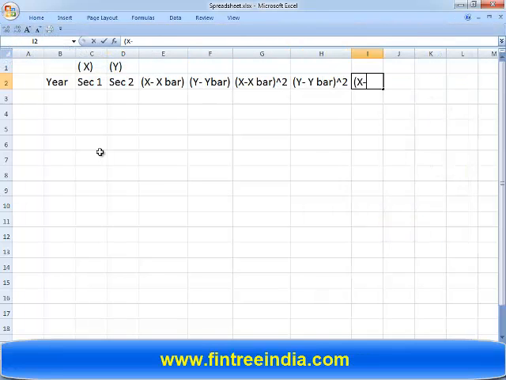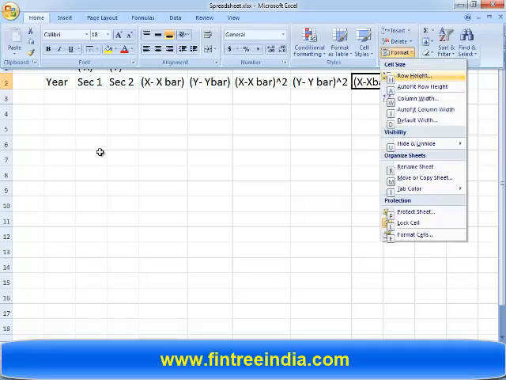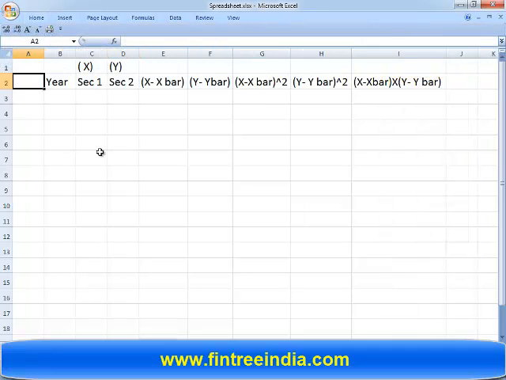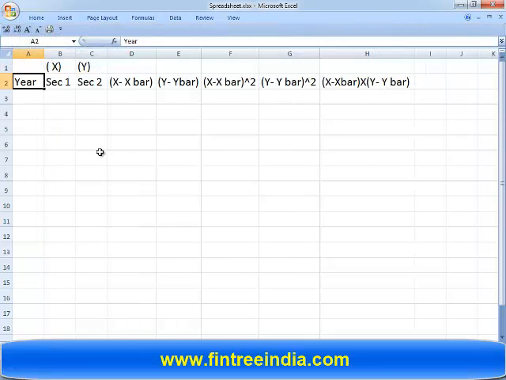Now x minus x bar multiplied with y minus y bar. So these are the number of columns that we need. Here security 1, security 2, x minus x bar, y minus y bar, x minus x bar square, y minus y bar square, x minus x bar, y minus y bar. 1 to 10.